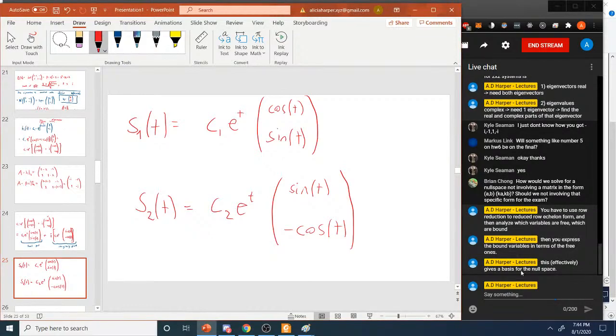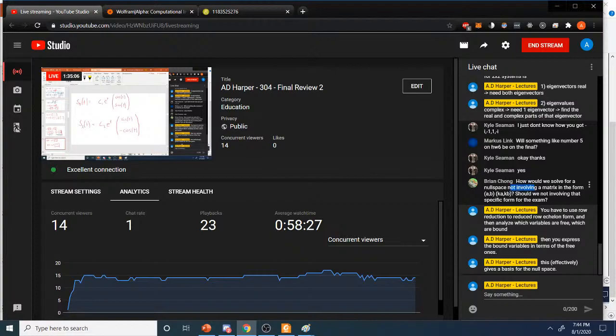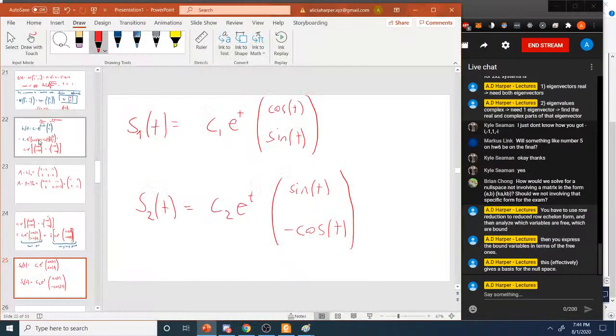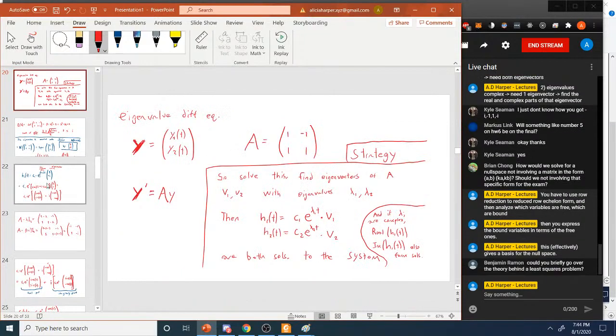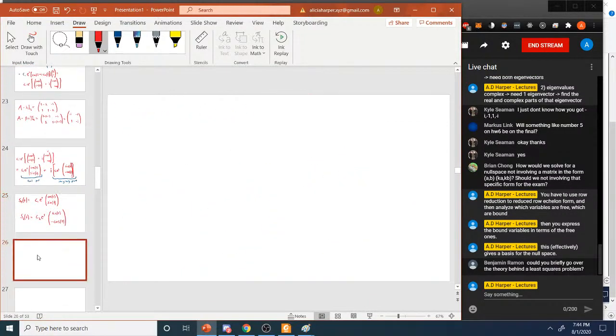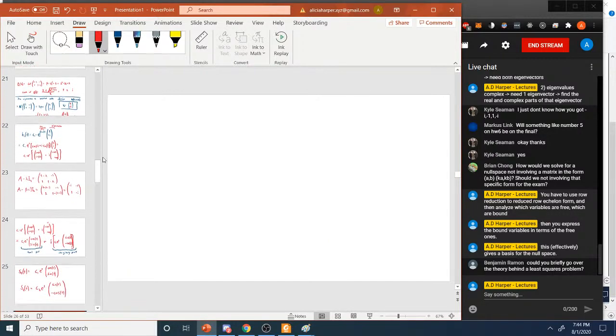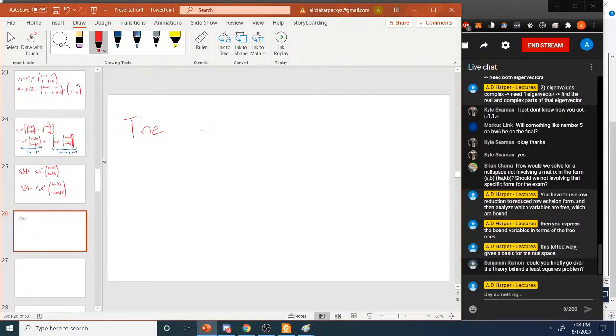Okay, so let me finish with this example, and then I'm going to go on an elaboration of the question Brian Chong just asked, which is how do we solve for a null space not involving a matrix in the form of the one that I just applied the trick to. So let me finish with the problem that I'm solving, because I'm basically done with it. The general solution, yeah, Benjamin, I will do that right after I finish talking about null spaces.